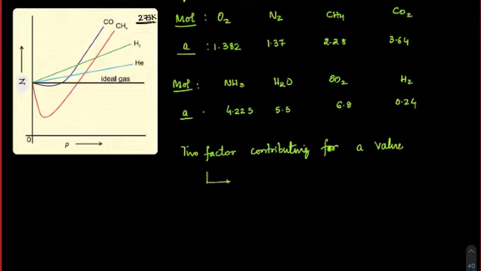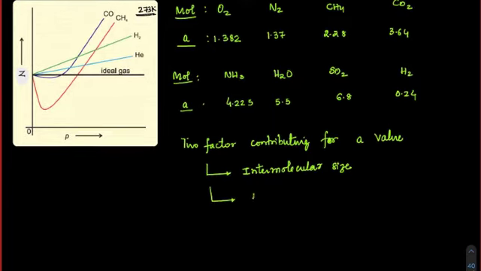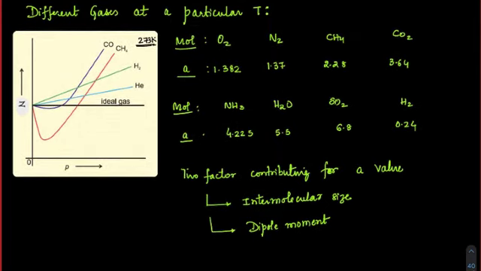First thing, intermolecular size. Second thing is about the dipole moment, whether the molecule is polar or non-polar. Got it? So those are the major factors which are contributing. So we can't say which is more dominant. Okay, so that is why the values are important for us.